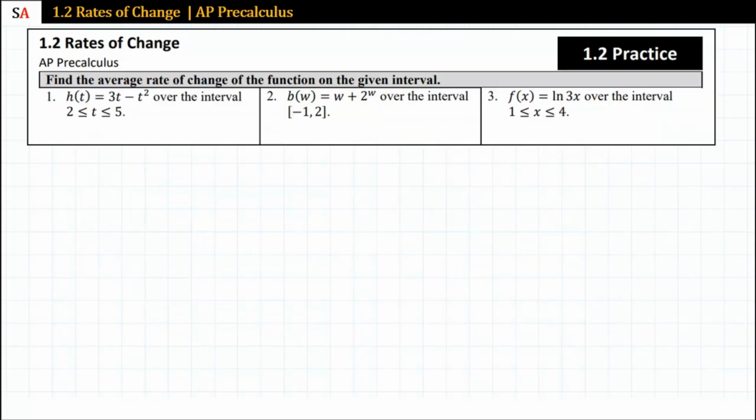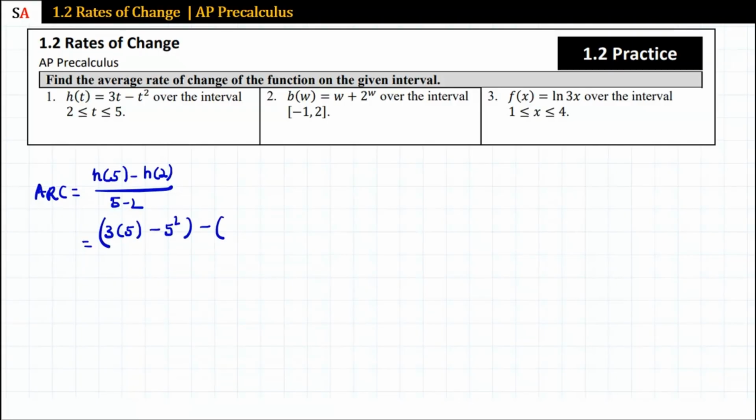Okay, now let's see. Find the average rate of change of the function h of t equals 3t minus t squared over the interval 2 to 5. So the average rate of change is h of 5 minus h of 2 over 5 minus 2. So what is h of 5? h of 5 is 3 times 5 minus 5 squared, minus 3 times 2 minus 2 squared, over 5 minus 2, which is just 3.